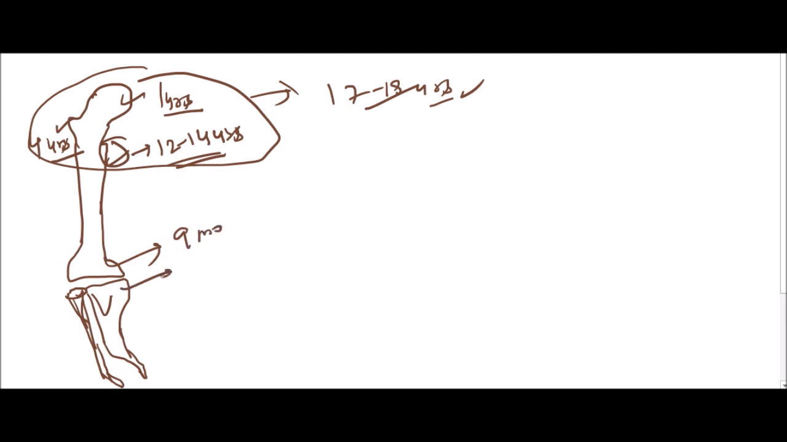So the center for lower end of femur appears at the age of 9 months, and center for upper end of tibia also appears at the age of 9 months. And center for lower end of tibia appears at the age of 1 year, and center for lower end of fibula appears at the age of 1 year. Then the center for upper end of fibula appears at the age of 4 years.